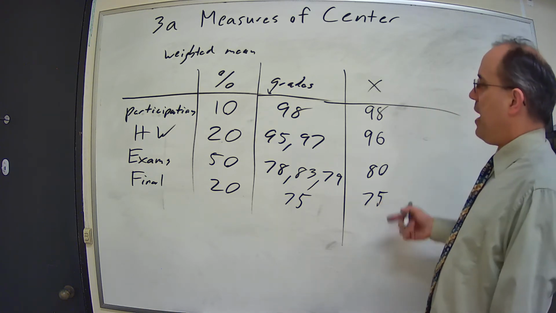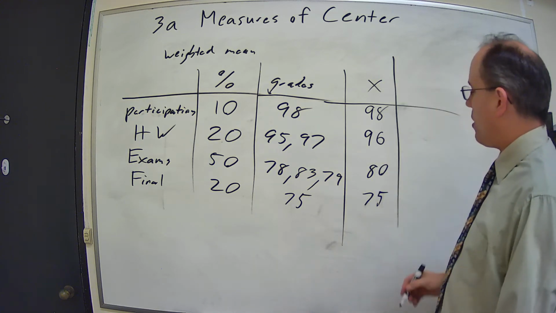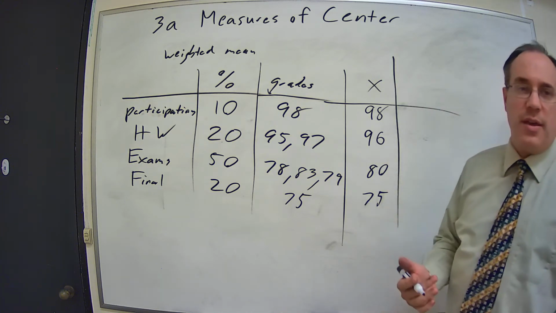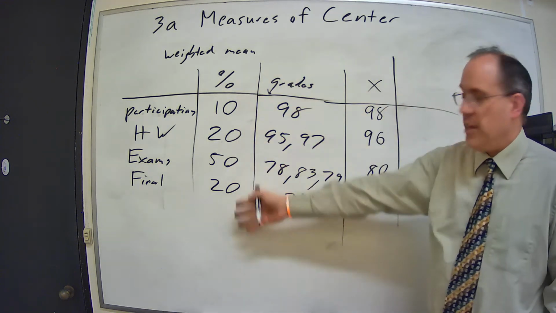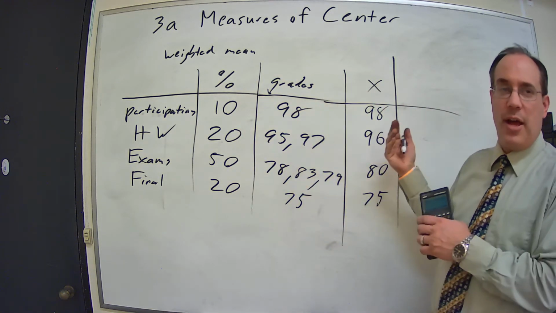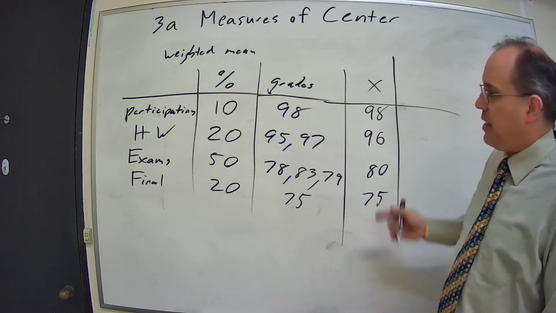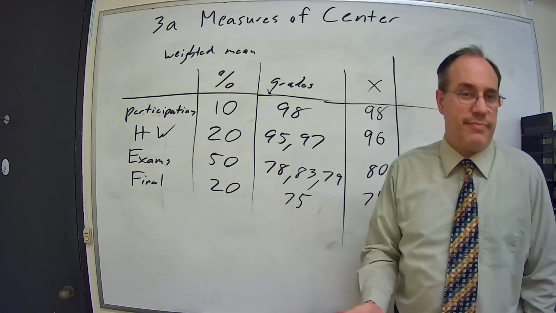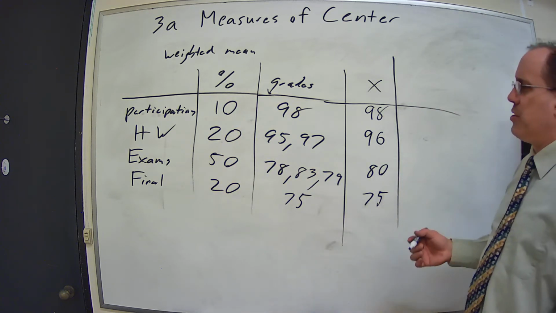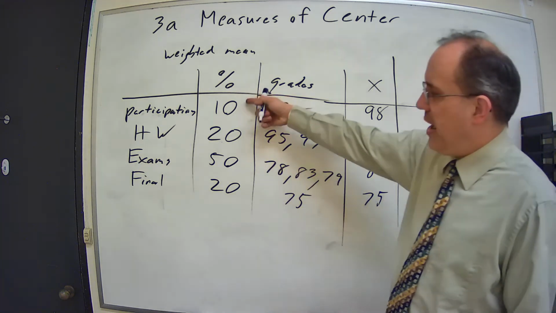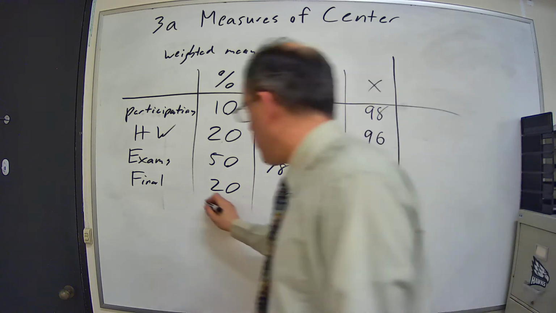So now that we have that, I'm going to find the weight. And there are a couple ways that people do this. I like to find the weight initially, and then multiply by it. Other people will just solve everything and then they'll divide by the total weights, I should say. So I like to do it this way. So first of all, I add all this up, 10, 20, 50, 20, gives me 100.